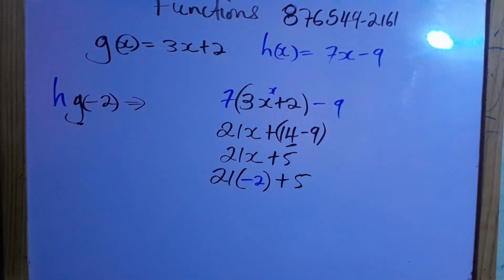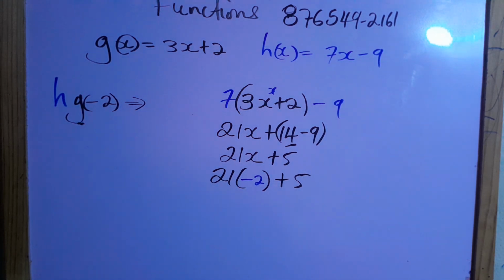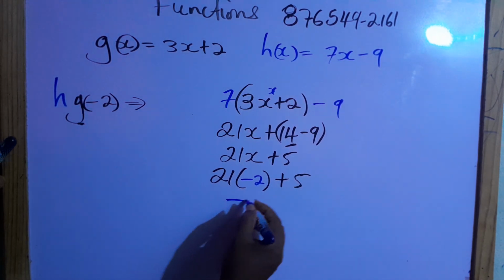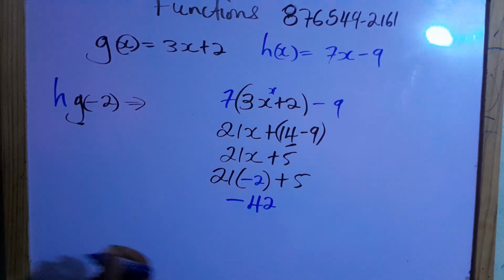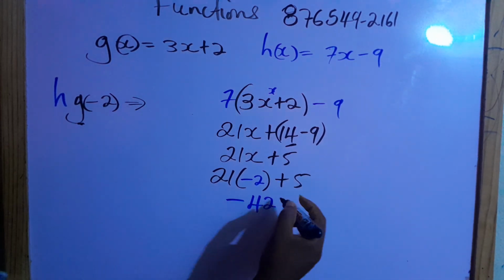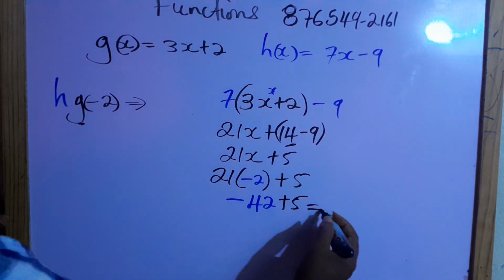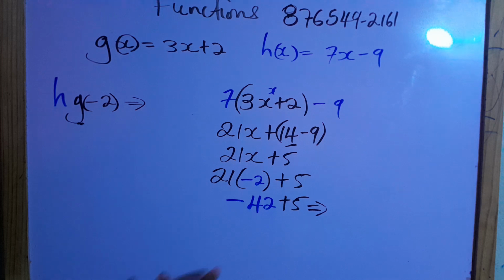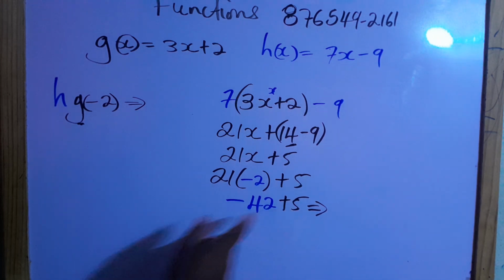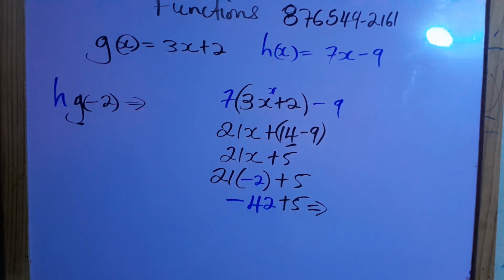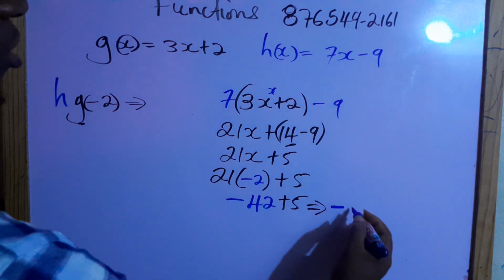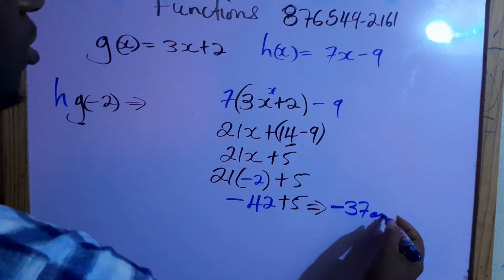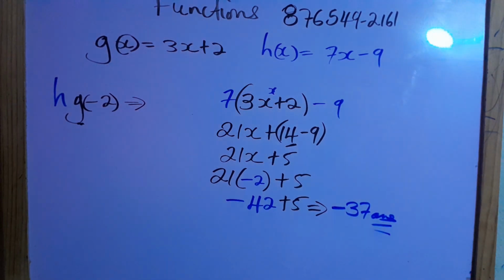So we just put back 21, put back negative 2 because that's the value of x, and then plus 5. Negative 2 times 21, that's negative 42, and of course we plus 5. Let's work out this now. What did you guys get? So this should give us negative 37. Why negative 37? The 42 is bigger and the signs are different, so we subtract, keep the sign of the bigger term. So that goes to negative 37.